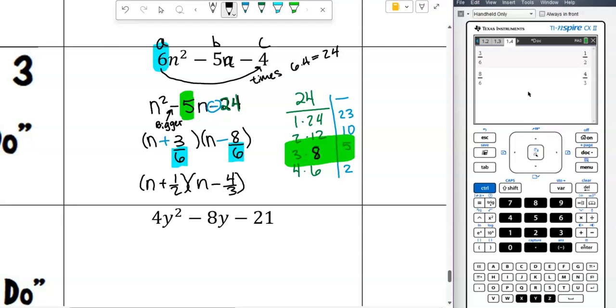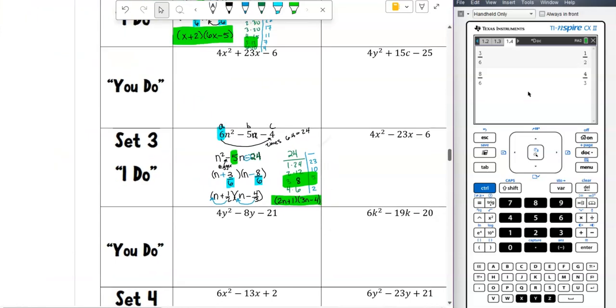However, we're not allowed to leave fractions in our answers. So the bottom numbers, your denominators, are going to slide back to the front of the parentheses. So your final answer will be 2n plus 1, 3n minus 4. And this is your answer.